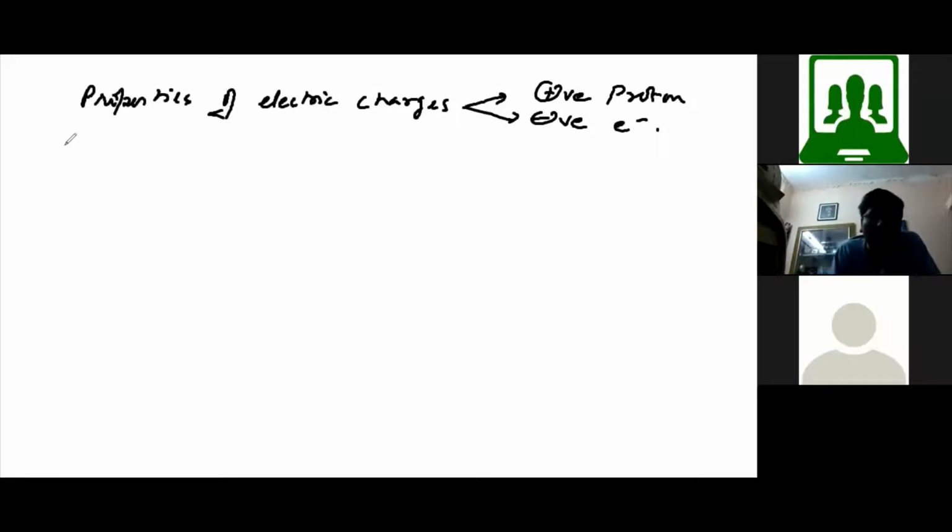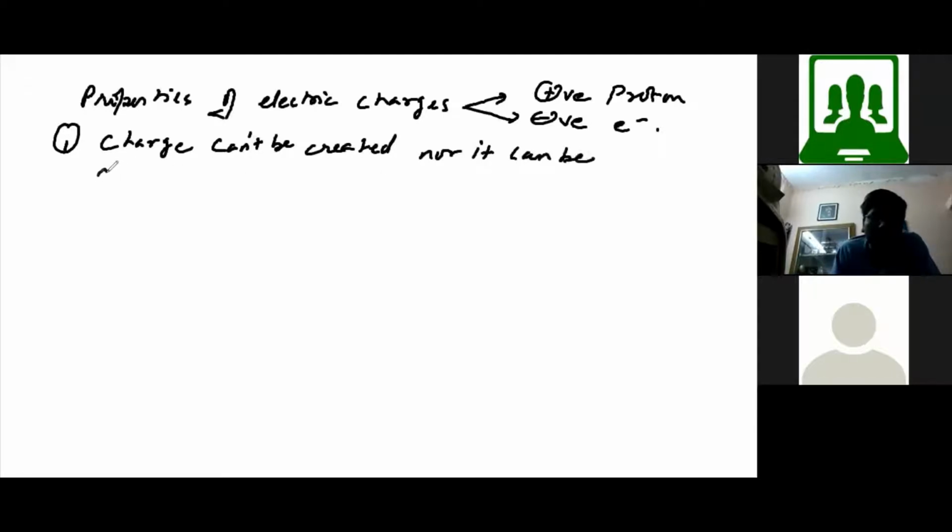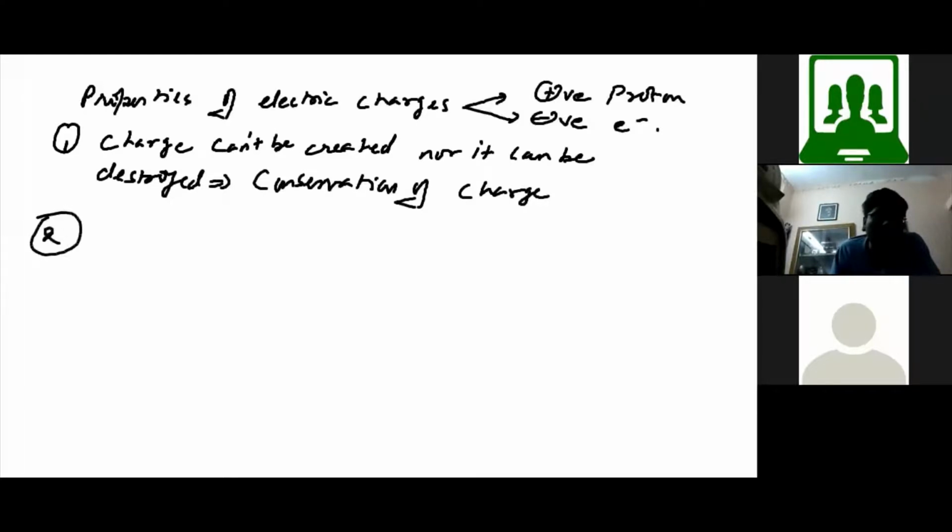So the first property of electric charge says that charge cannot be created, nor can it be destroyed. That is the property of conservation of charge. Charge follows the principle of conservation. So this property is known as conservation of charge. It's very important.